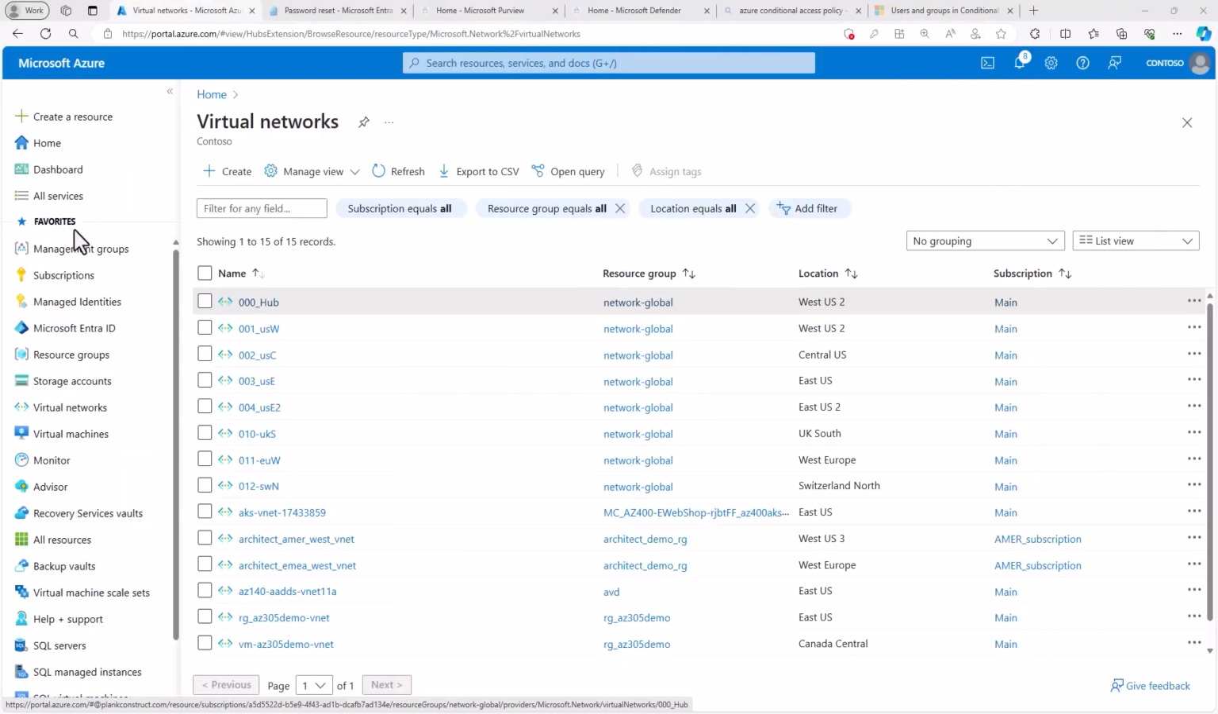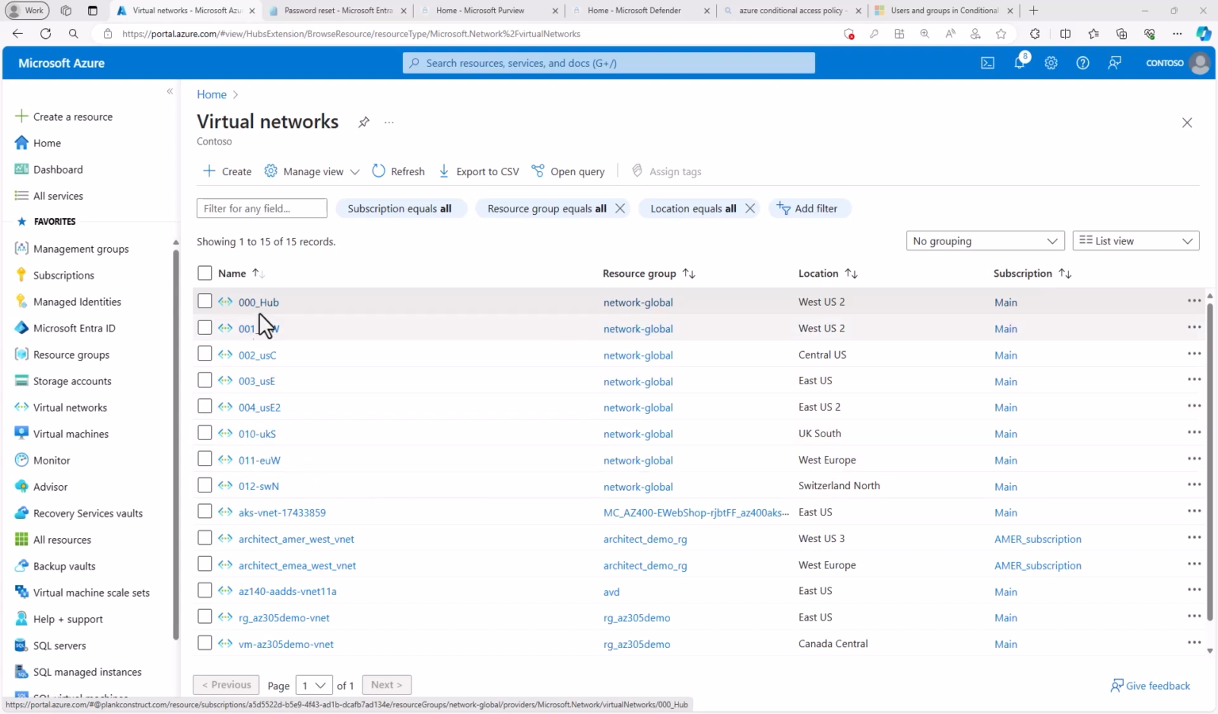Taking a look at the networking features, you can see that I've got a number of VNets that have been configured. I'm going to take a look at this top group, and I've got a series of 000, 001, 002, all the way down to 012, just a numbering system, whether it be in Europe or in the United States. And I've got them region based, because remember, VNets are a regionally based unit of networking, and I've got a number of VNets in West US 2, Central US, East US, East US 2, and I've got some in Europe.